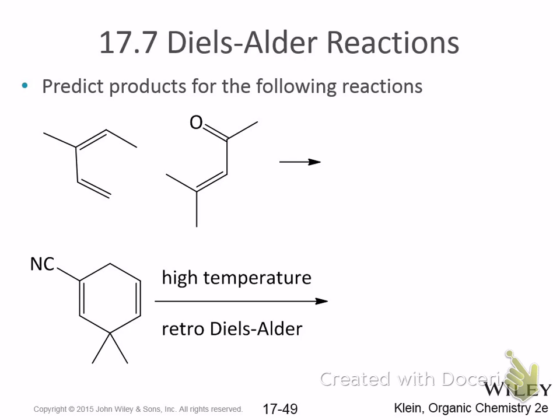So to make your life easier when you're given a problem like this, draw the diene and the dienophile in the shape of the ring that they're going to form, okay? And then just draw the product based on that. The way they've drawn it there, it's really difficult because they've got it in a weird orientation, so I just redrew them. Okay, so we're going to do a retro Diels-Alder.